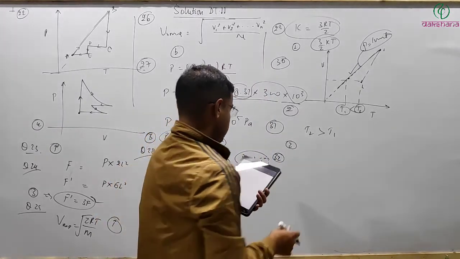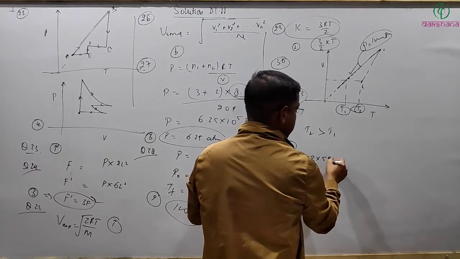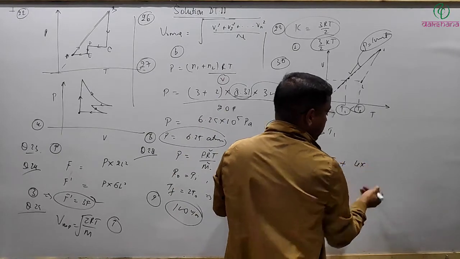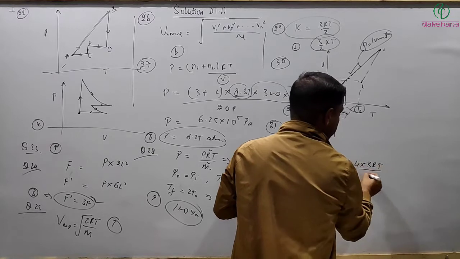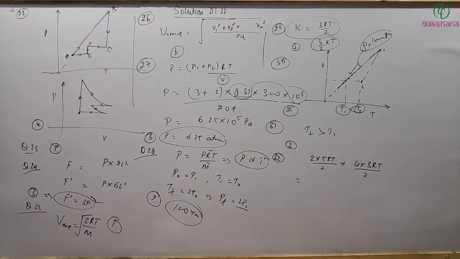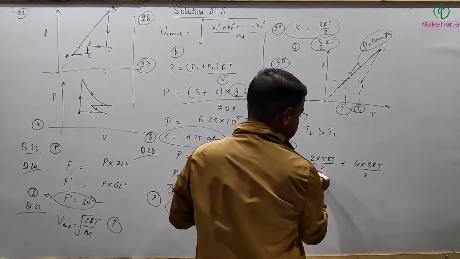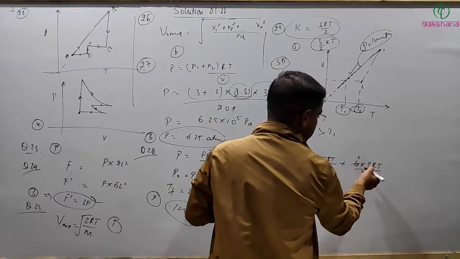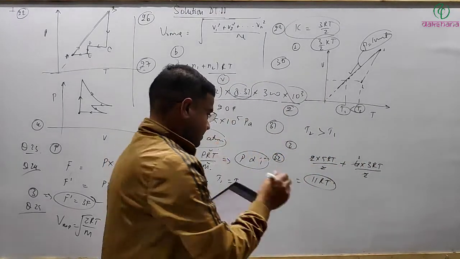So here you have 2 moles of oxygen, and oxygen is O2, so f is 5: 2 into 5RT by 2, plus 4 moles of argon, so 4 into, for argon the degrees of freedom will be 3, 3RT by 2. So this comes out to be the energy, and solving it, this is 10 and this is 12, so it's 6 and 5, that's 11RT, the internal energy, matching with option number 4.